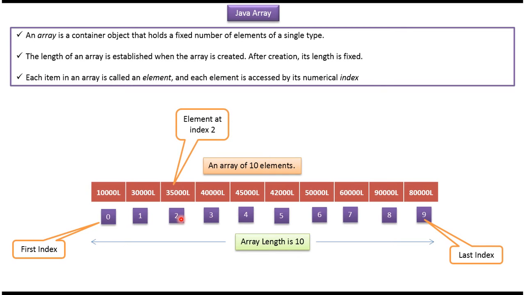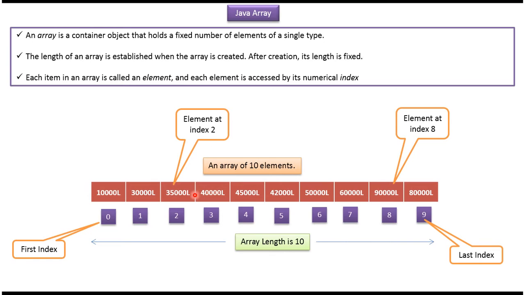And in index position 2, a 35,000 long value is there, and in index position 8, a 90,000 long value is there, and this array contains long values.